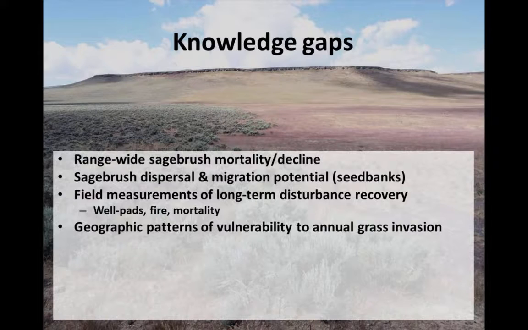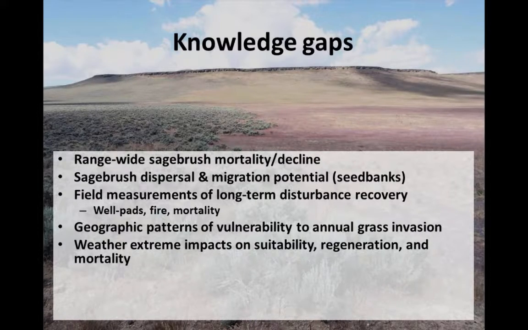It's probably reasonable to believe that there are some important and relatively poorly understood geographic patterns of vulnerability to annual grass invasion. So the cheatgrass fire cycle that's going on in the Great Basin has not really happened in parts of Wyoming. Why is that? And is the future going to shift the eastern parts to be more like the stuff in the west that's really vulnerable to that? I think we could explore that.